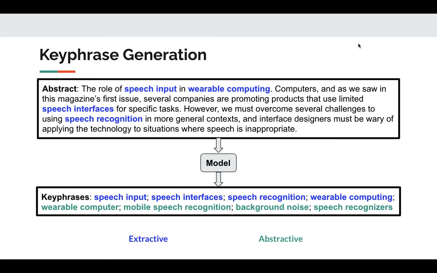Abstractive key phrases are the ones that are not present in the source text, but they can be inferred from the context of the source text. So we can see that the abstract here is talking about the role of speech input in wearable computing. So wearable computer, even though it is not present in the source abstract, can be a key phrase.